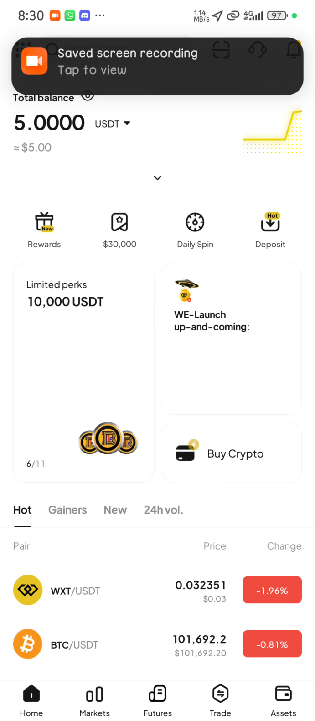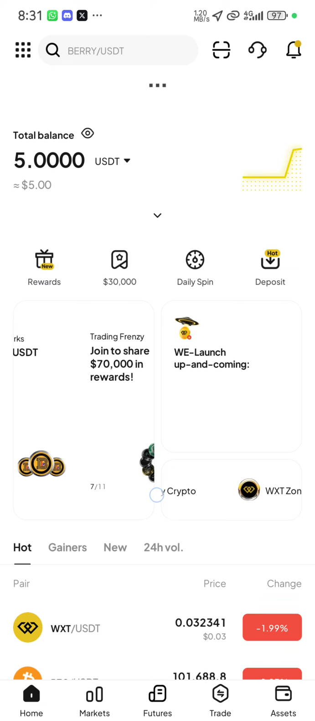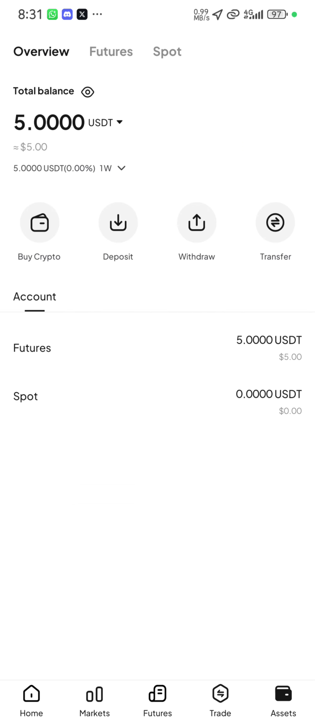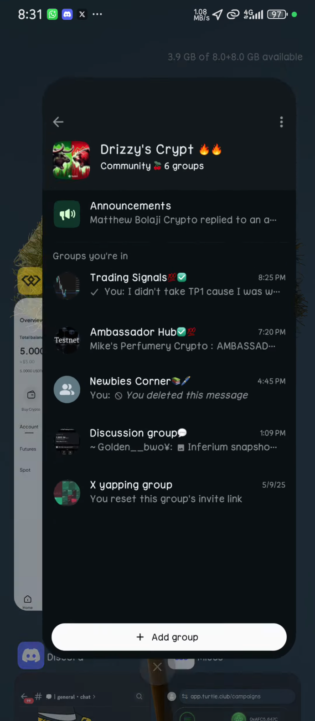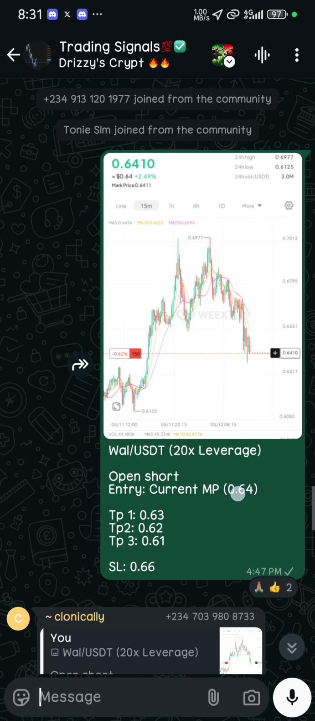I'll show you how to trade with the Exchange. So if you have your balance here, if you've done the KYC and the rest, you'll see your balance here. Then if you go to your assets, you see it's showing on your futures. So if you want to put a trade now, for example, this trade I put, let me go to my WhatsApp. This trade I set here, although it has gone now, so we can enter the trade.